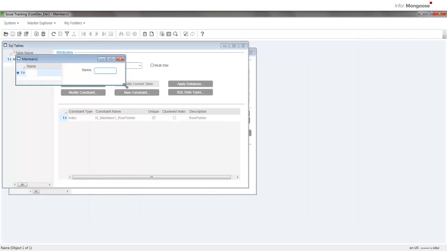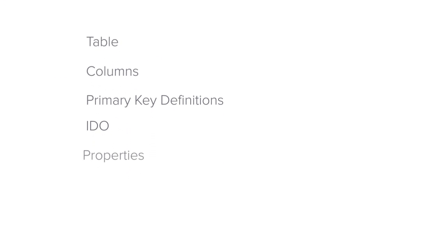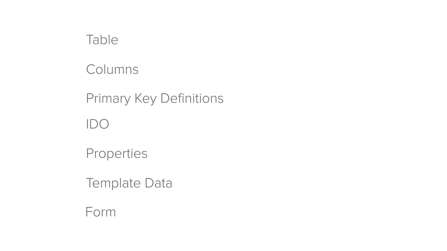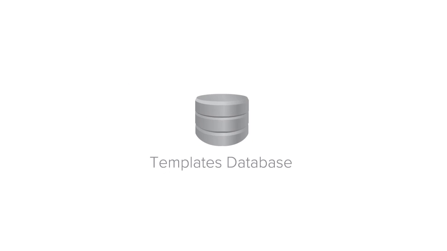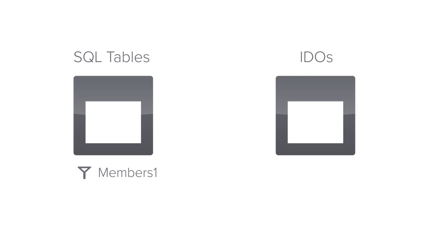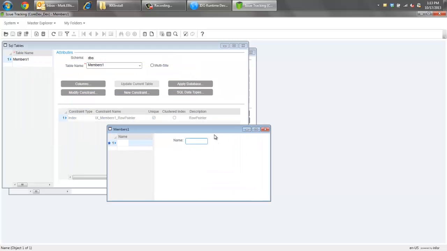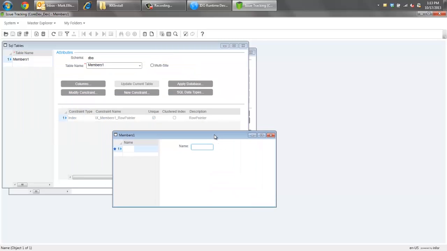Let's recap what just happened. First, the table, columns, primary key definitions, IDO, IDO properties, template data, and the new form were created. Then the IDO metadata cache was cleared and refreshed, and everything was saved to the objects database. The new template was saved to the templates database, and the new form was saved to the forms database. Mongoose ran the SQL tables form filtered for the new table, and then ran the IDO's form filtered for the new IDO, and then runs the new form. Finally, the form opened in run mode, and you can immediately enter and save data.